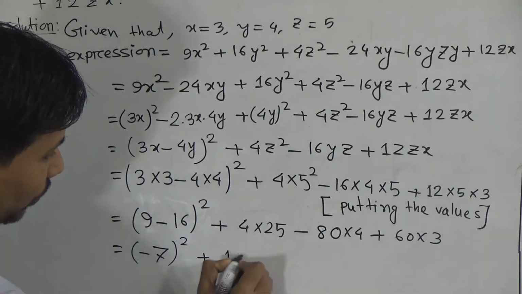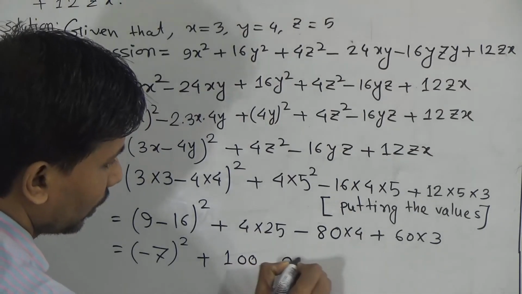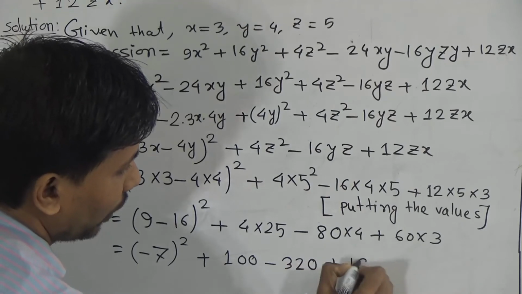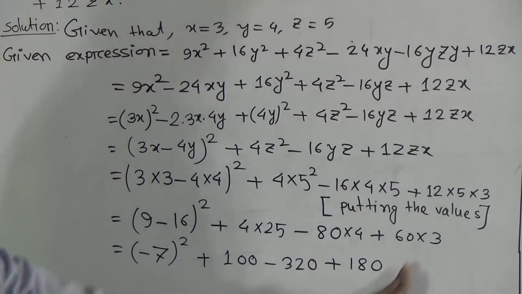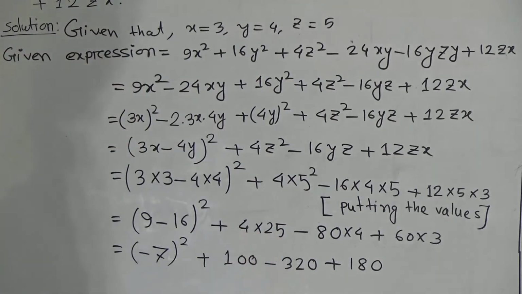Now multiply, then we get 100. Similarly multiply, then 320 plus 180. Okay, you multiply: 6 threes are 18, 0 eights are 0, 4 eights are 32, so 320. Okay, 320, then 4 fives are 25, into 4 equals 100. Okay.